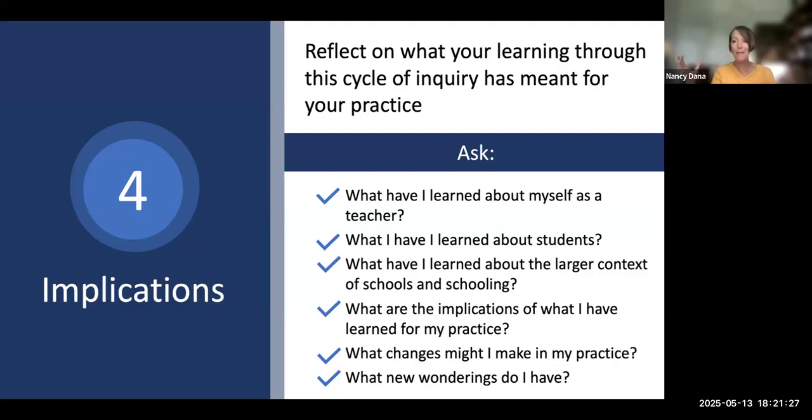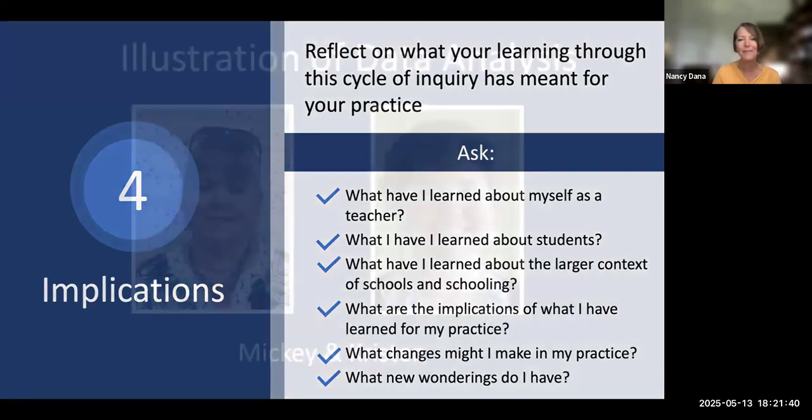And then finally, remember, inquiry is a cycle. So when you pass through one cycle, it leads to new wonderings. So the final implication question is, what new wonderings do I have?